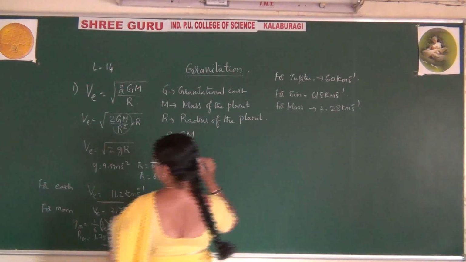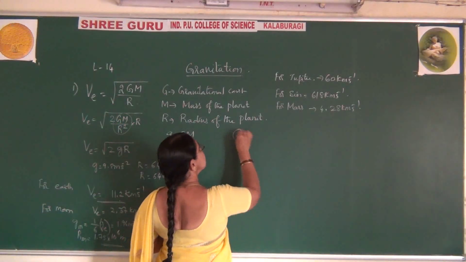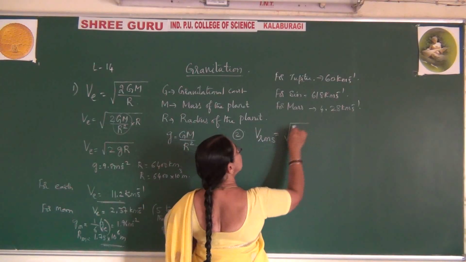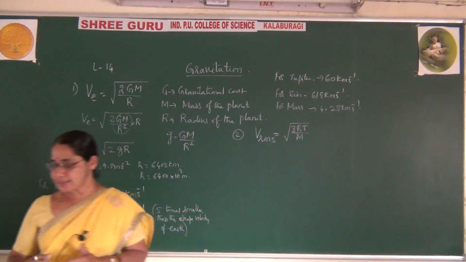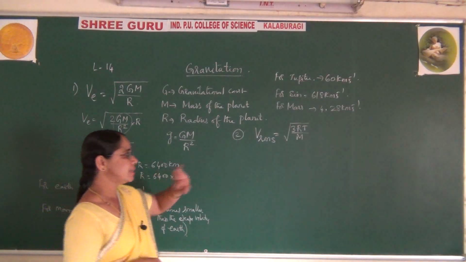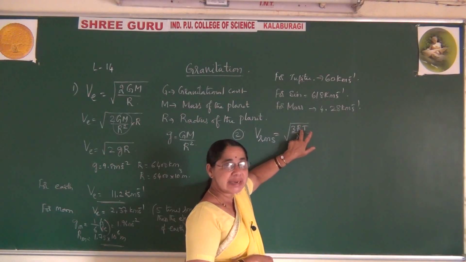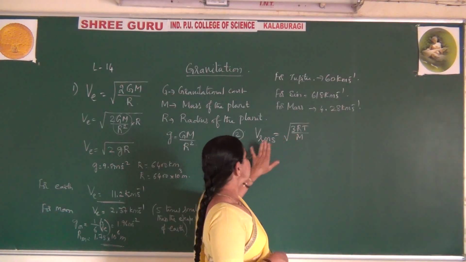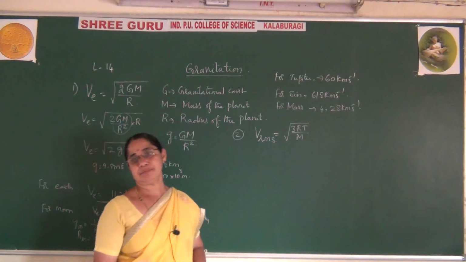Means the next one, this is the escape velocity here we have. Let me give the next point. So, VRMS is equal to root of 3RT by M. What is this called? Here 3 is a number, T is the absolute scale of temperature, R is the universal gas constant, and M is the molecular weight of the gas molecules. So this is the VRMS of the gas molecules, which we calculate using this formula.